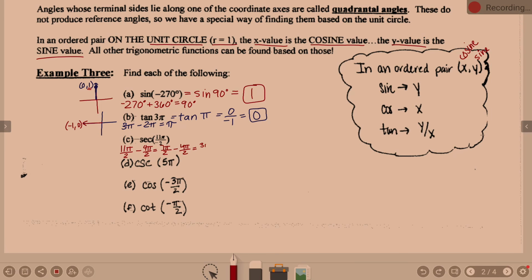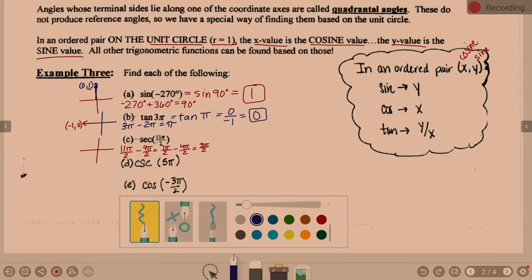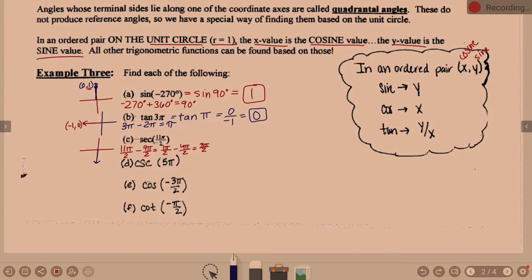3 pi over 2. Yay. That's my sigh of relief there. Or maybe it's me being goofy. Who knows? But where is 3 pi over 2? 270. That is the same thing as 270. How do I get to that point? By going down. We go left or right? 0. And down 1. So 0, negative 1.